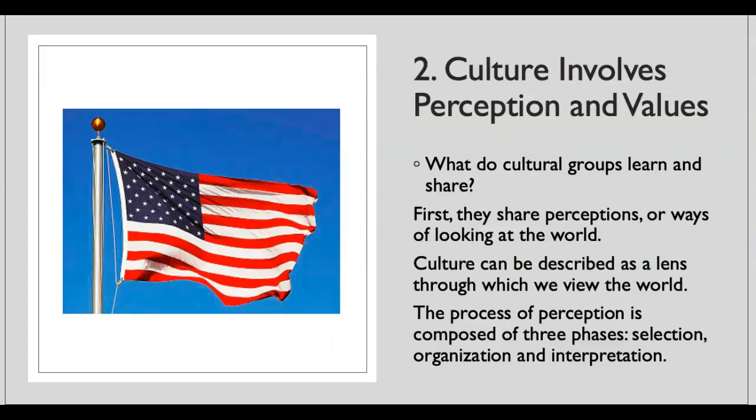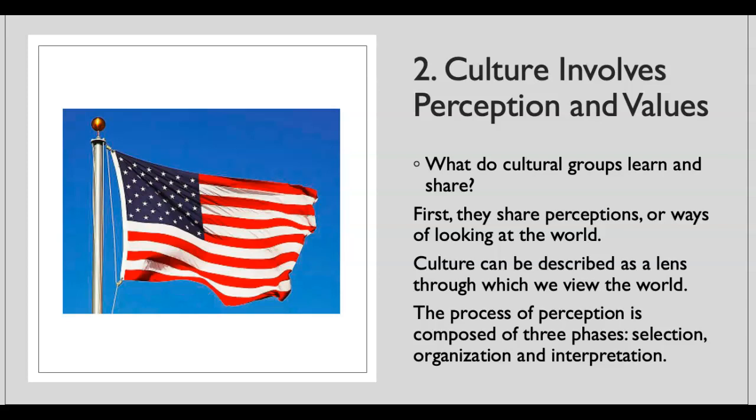And then the second one is that culture involves perceptions and values. So, what do cultural groups learn and share? First, they share perceptions, or ways of looking at the world. Culture can be described as a lens through which we view the world. The process of perception is composed of three phases: selection, organization, and interpretation. And this reminds you of the previous chapters, I'm sure.